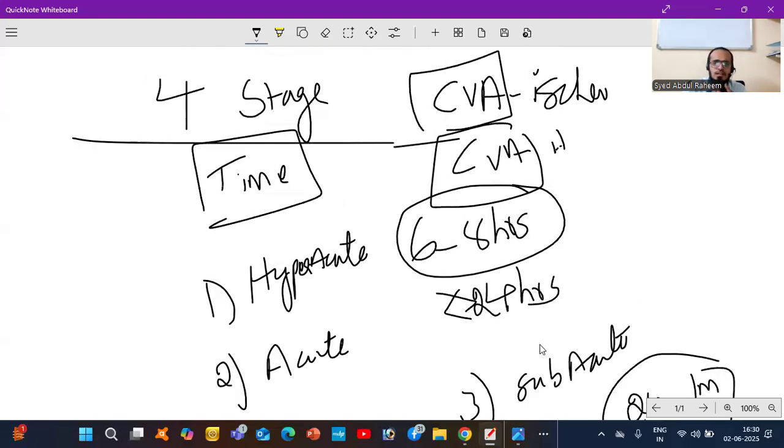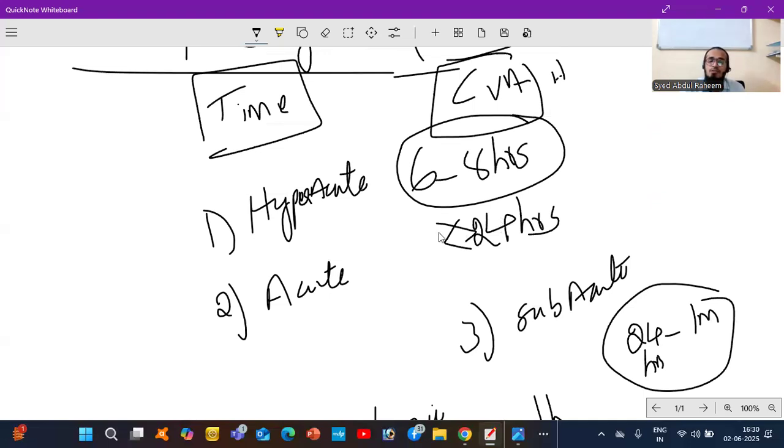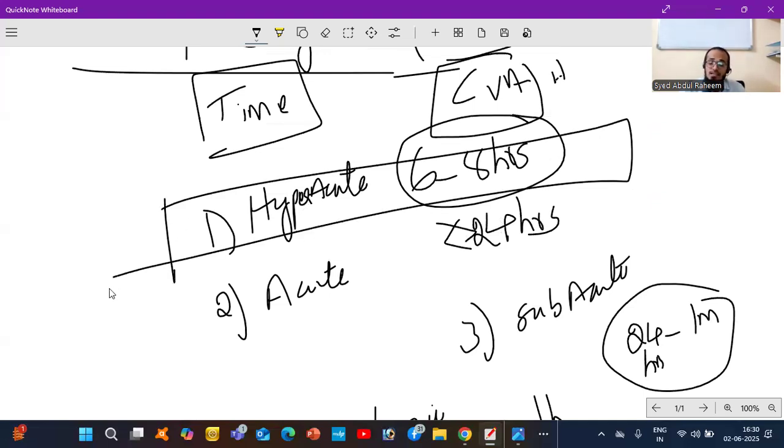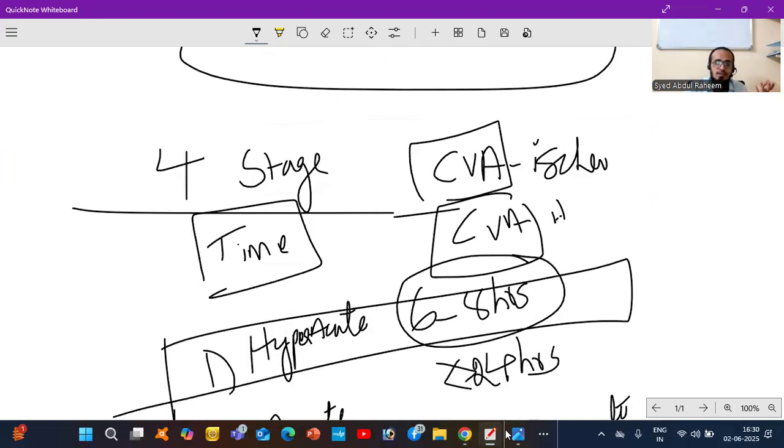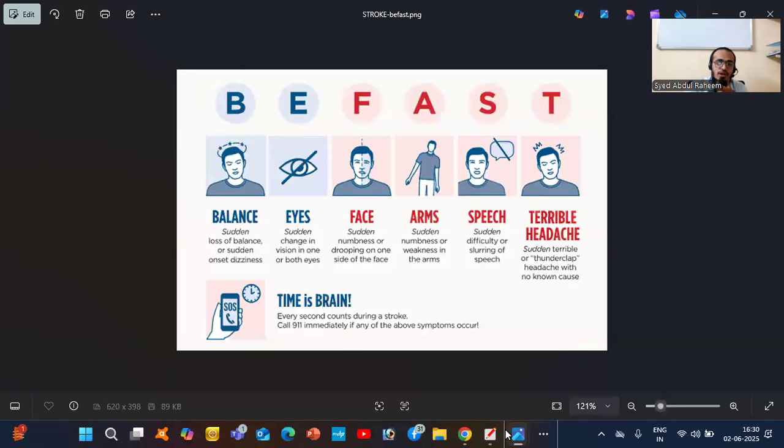So, mostly in the hospitals, the patient will arrive within 24 hours or within 6 to 8 hours if they start seeing the symptoms. So, it is very, very important to us. So, it is BE FAST. BE FAST is a very important thing which we have to remember.